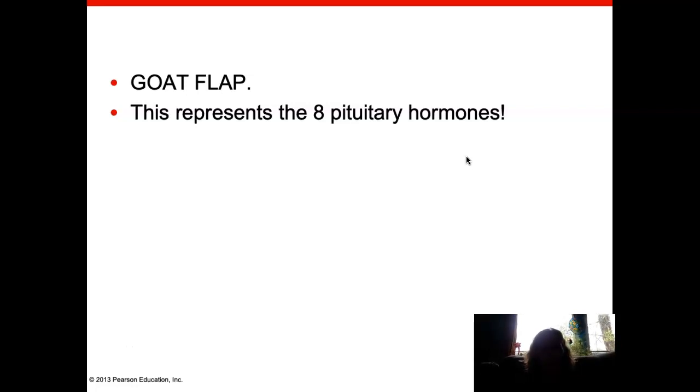T, thyroid stimulating hormone. F, follicle stimulating hormone. L, luteinizing hormone, or LH. A, the second A is ACTH, adrenocorticotropic hormone, and then P is the prolactin. So practice your GOAT FLAP and learn your 8 major pituitary hormones.